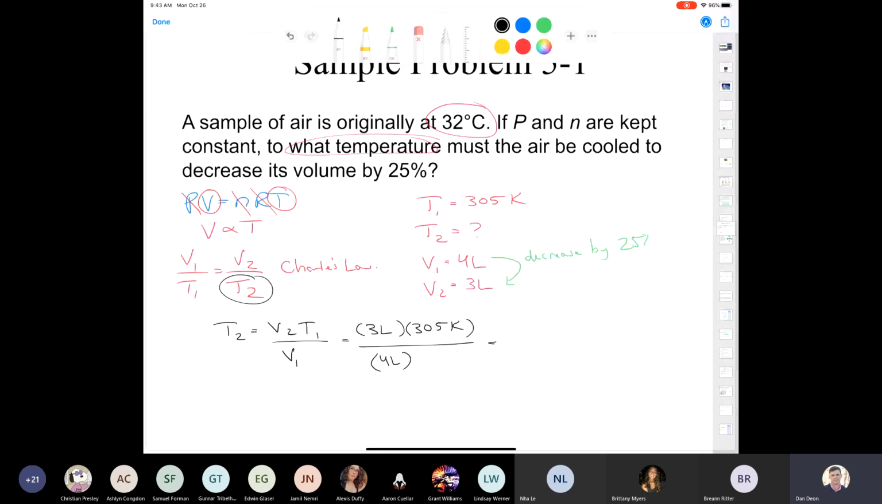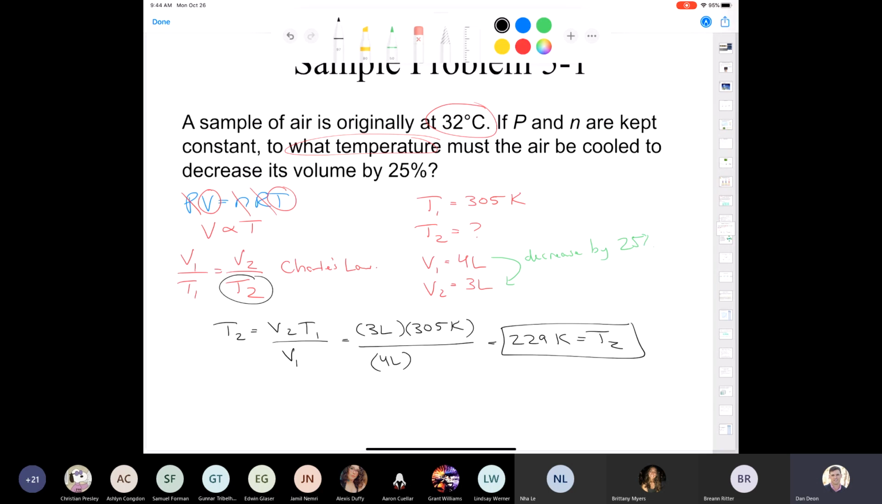I'm going to double check my math. I did do this one ahead of time. So we get 915 divided by 4, which gives you 229. Anyhow, I put in way too many sig figs. You can assume that these have an infinite number of sig figs. But anyhow, I'll report it to 3 sig figs. So it's 229 Kelvin. So this is the final answer. T2 is 229 Kelvin.